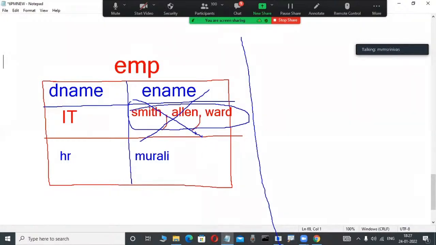Actually, this table is not the problem. Table creation is fine here, with Smith, Allen, Ward working. But why is this not recommendable? Every cell having a single value means table creation is not the problem. Another thing is the problem. What is that? Observe on screen, very important. EF Codd, he is a mathematician. He introduced the relational data model in 1970.